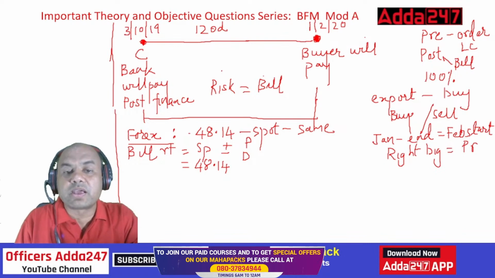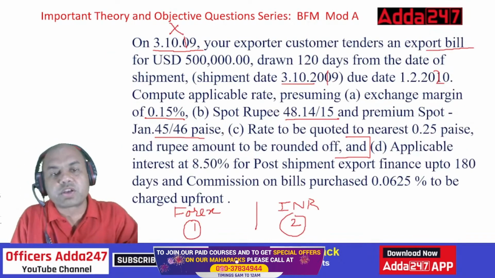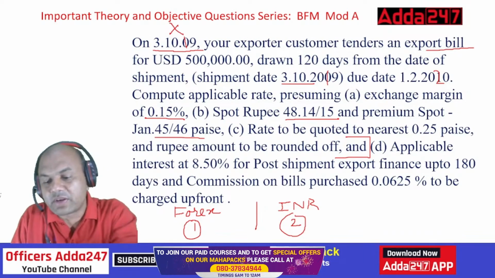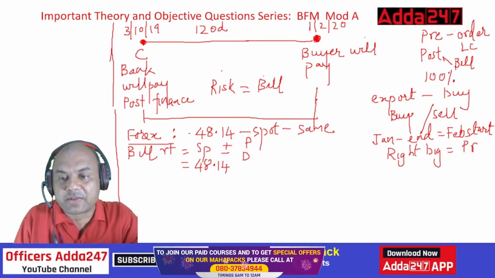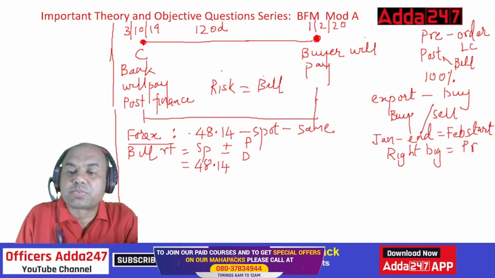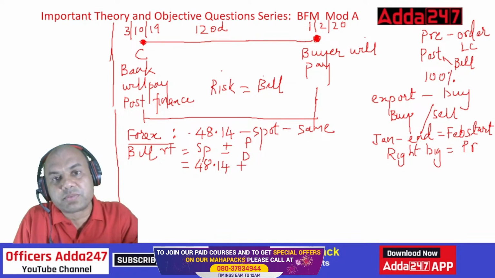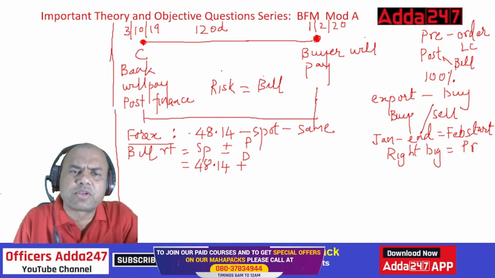So right now what am I having? Premium. What is this? 45.46. The right side is bigger, so I'm having the premium. Whenever I have the premium, I'll have to add it. What will I add? I'll add the left side only because I'm dealing in buy. Whenever I'm dealing in buy, I'll use buy everywhere.